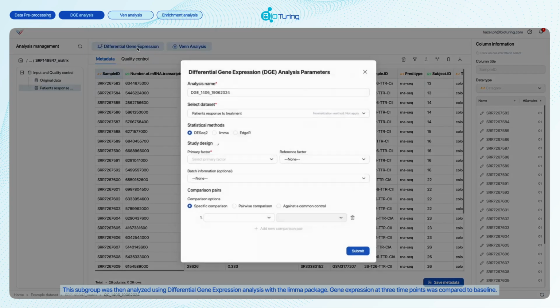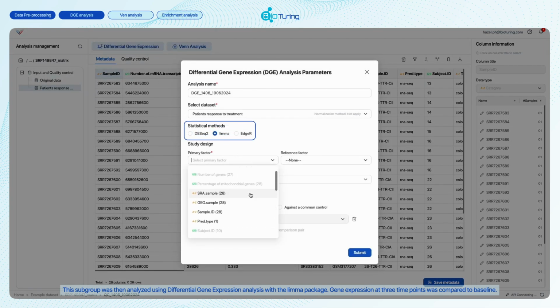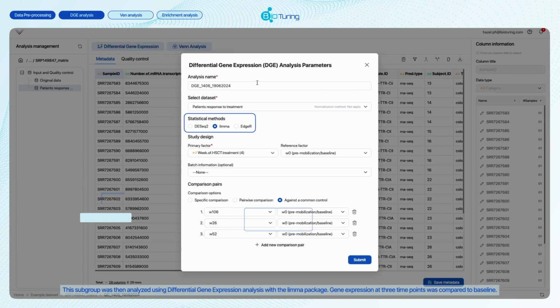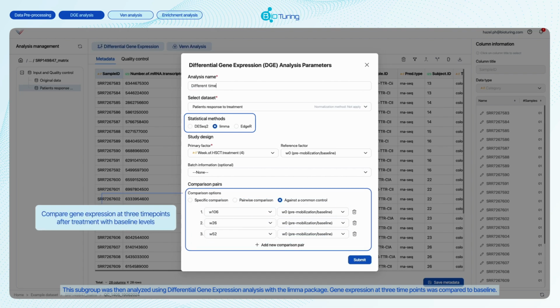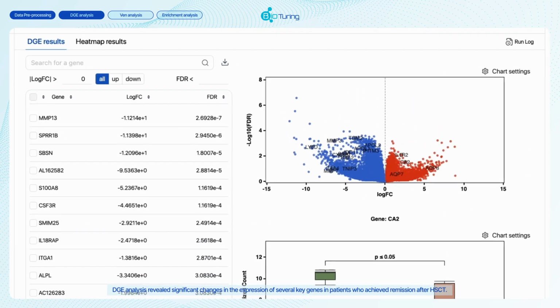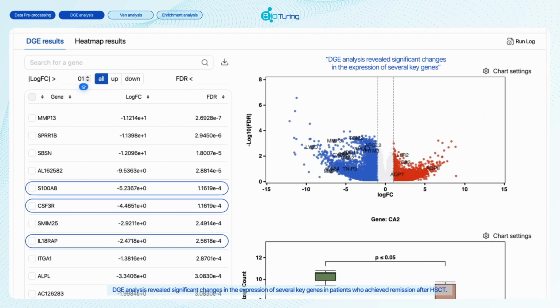This subgroup was then analyzed using differential gene expression analysis with the limma package. Gene expression at 3 time points was compared to baseline. DGE analysis revealed significant changes in the expression of several key genes in patients who achieved remission after HSCT.